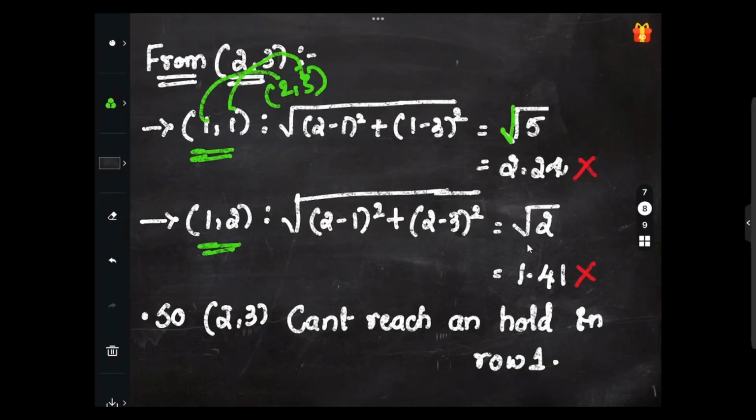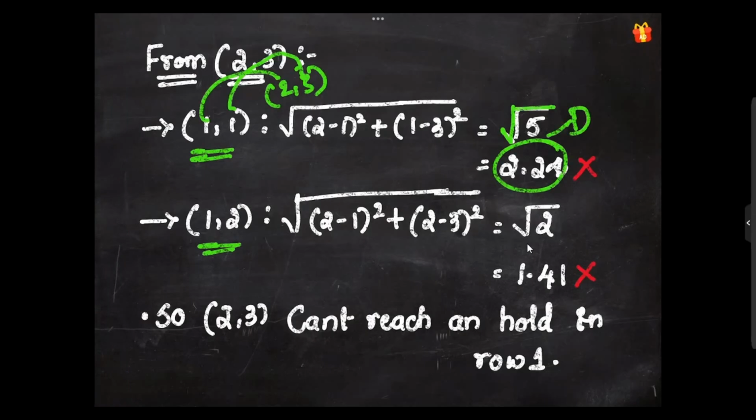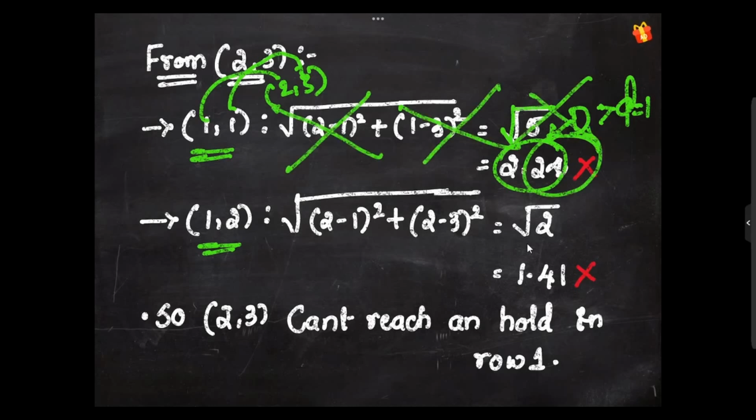This will be square root of 5. Square root of 5 gives 2.24, because this is nothing but the distance, which is greater than d. It should be less than d actually. D we have 1, right? D we have 1. So this miserably fails. Let me cut this one. This doesn't satisfy the condition.